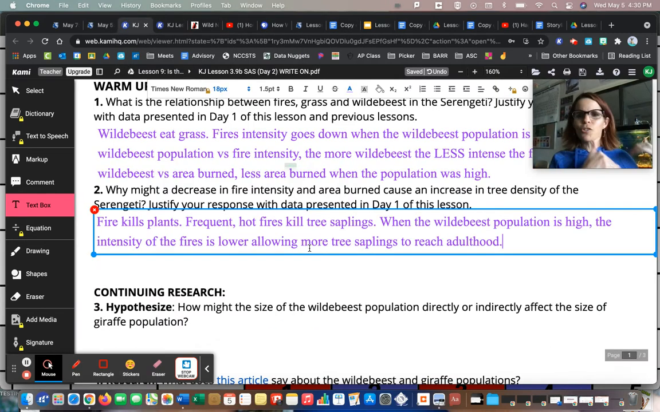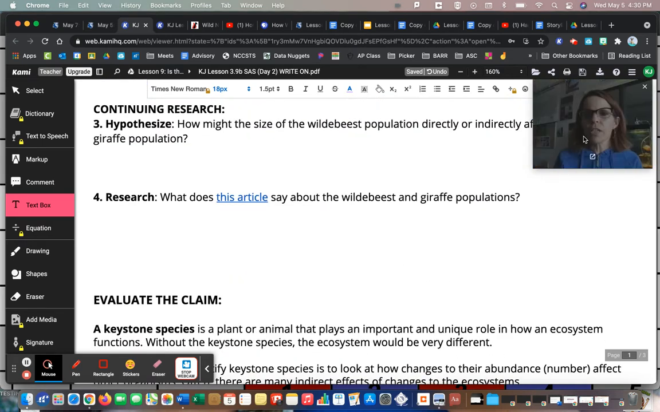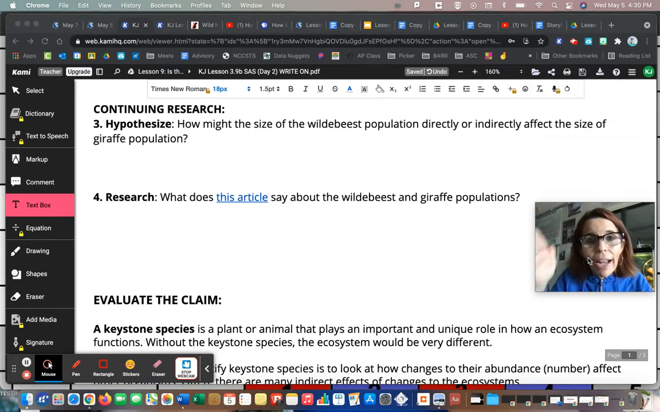Okay, that's enough for the background. That's what we had done already. So, continuing research, it says hypothesize. We're trying to figure out how wildebeest are important. We know they're important for grasses, for fires, their impact on the buffalo, and trees. So we've got some things that they're important for.